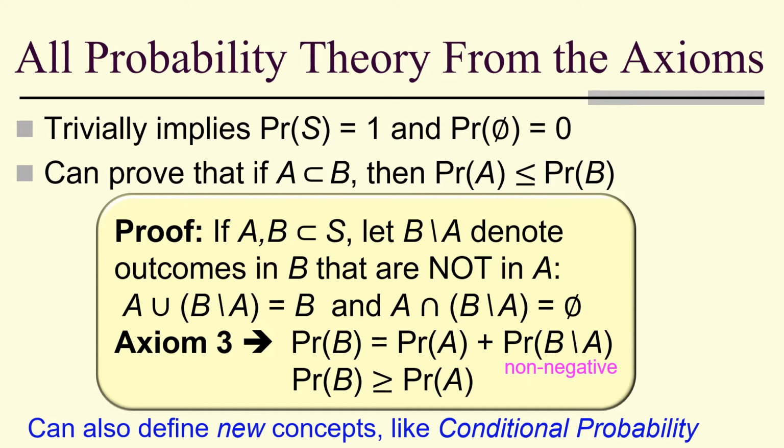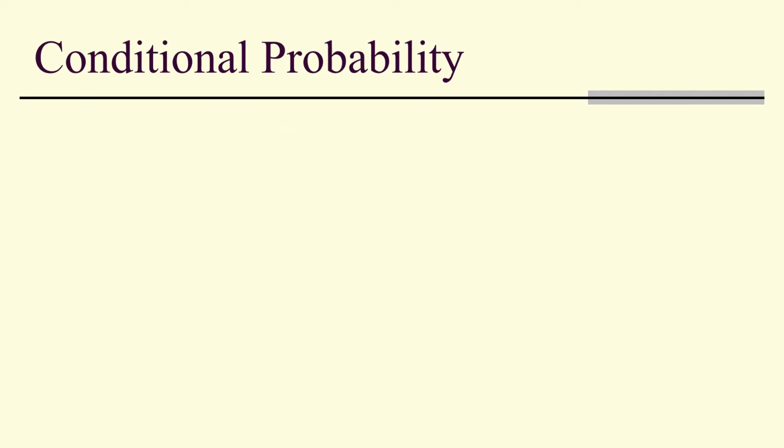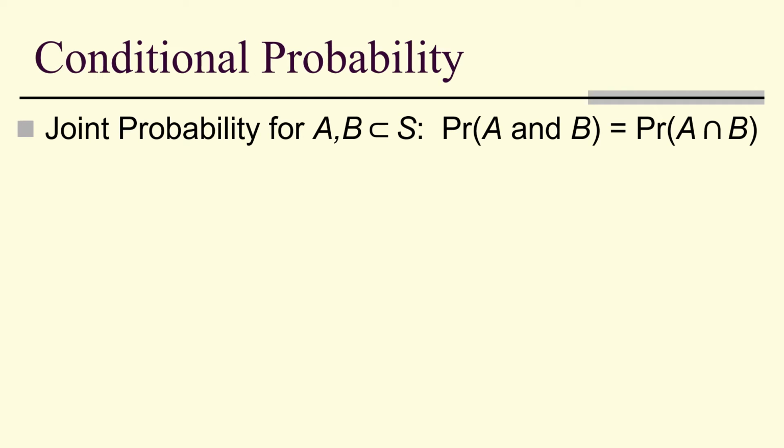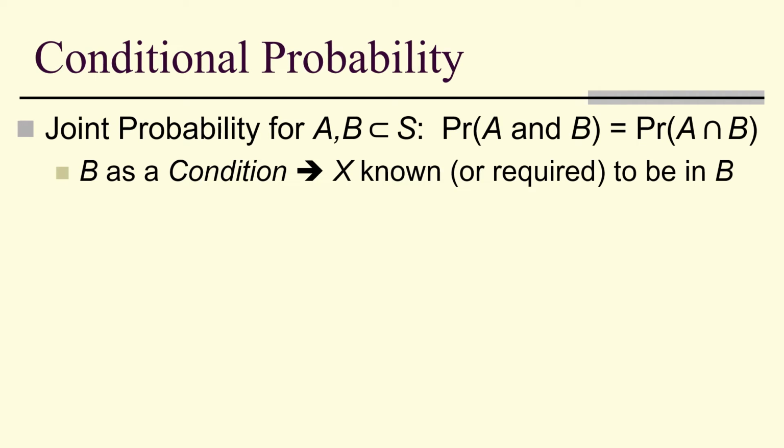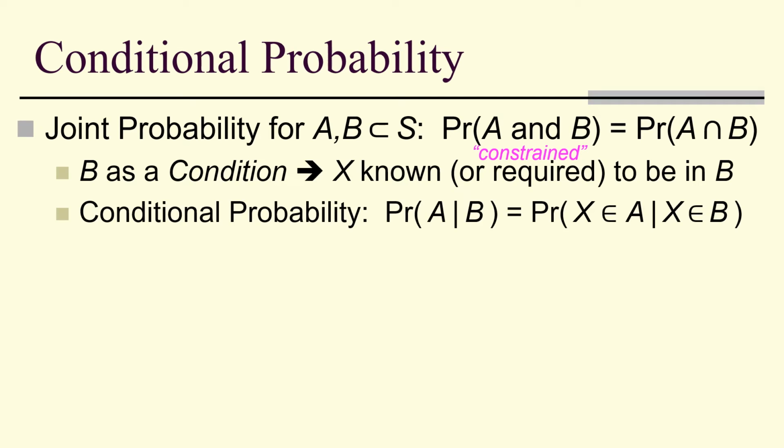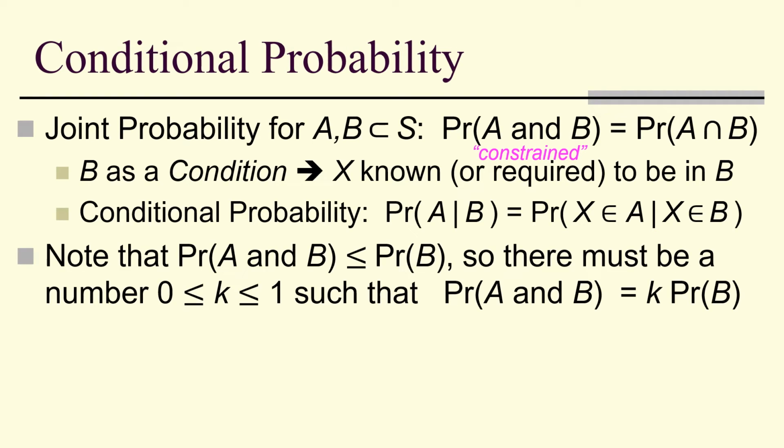We can also define new concepts like conditional probability. So let's first remind ourselves of joint probability. If we have X associated with the sample space S, then a set B is a condition if X is known or required or constrained to be in B. Conditional probability is the probability of A given the condition B, and we use a vertical bar to denote that and place the conditions after that vertical line.